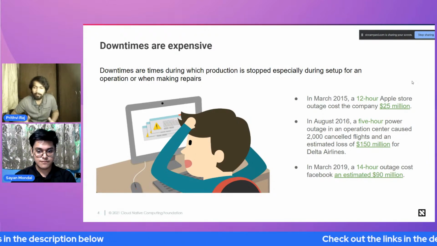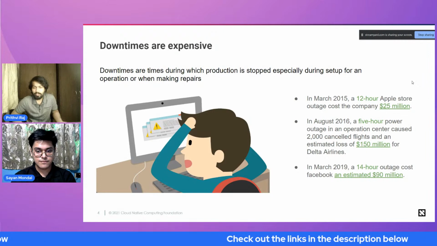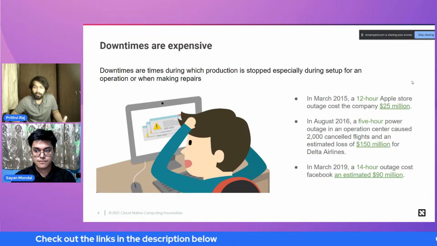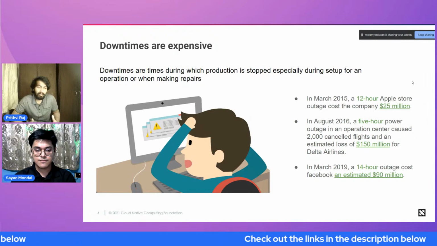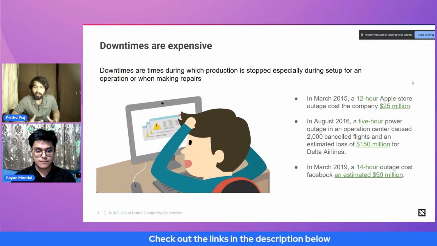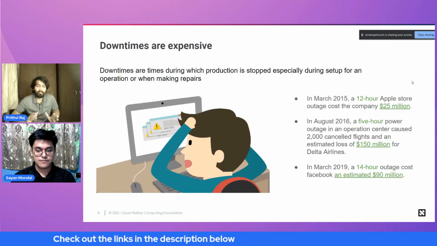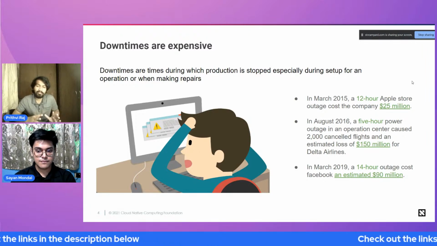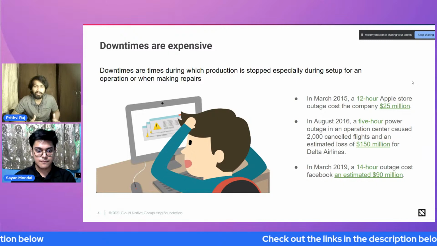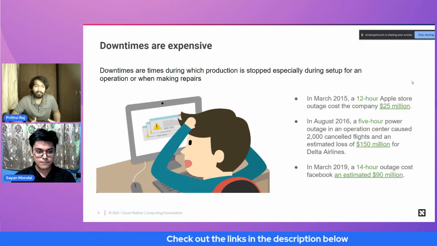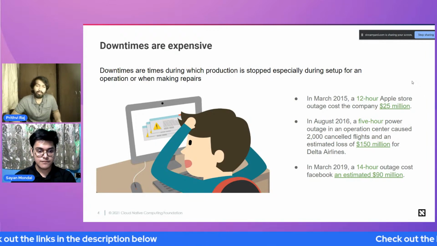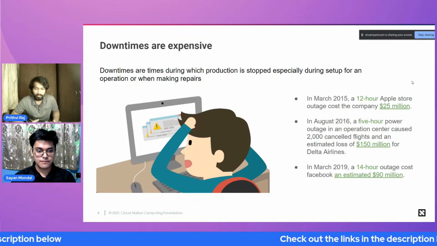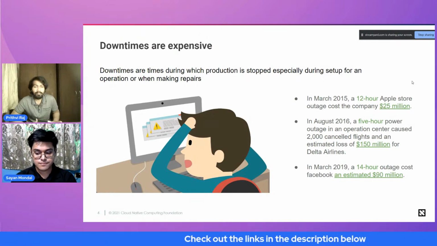As you can see, there are some examples here. An Apple Store outage caused them a loss of 25 million bucks, and Delta Airlines lost $150 million. I'm sure a lot of airlines, like British Airways and US Airlines, have already started seeing chaos engineering as very important, because when these outages happen and the system goes down, it requires repair, operations go down, and it costs them a lot. Downtimes don't just cost money, they also cost reputation.